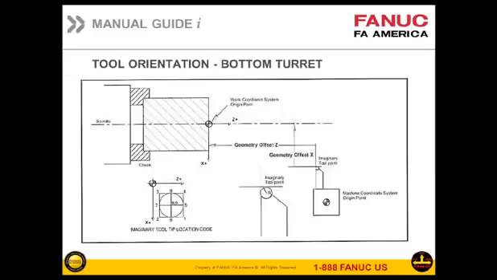This is tool orientation based on a bottom turret. Again, it still uses the same numbers. For this little diagram here, the number 3 is still a turning tool, the number 2 is still a boring bar, and number 7 is still a drill.